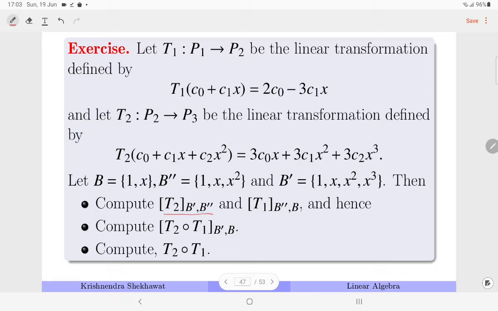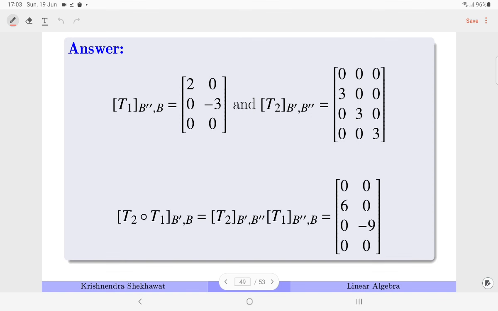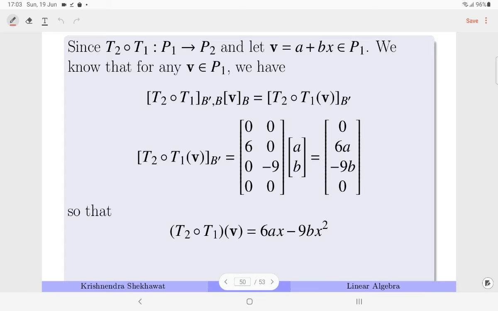Try to compute T2 of B dash B double dash, T1 of B double dash B, then you multiply these two matrices to get T2 of T1 B dash B, and then you use these coordinates to compute T2 of T1 with respect to a vector v. So these are the required matrices, and now T2 of T1 is defined from P1 to P2, therefore you must try to compute T2 of T1 v, where v is a vector belonging to P1.